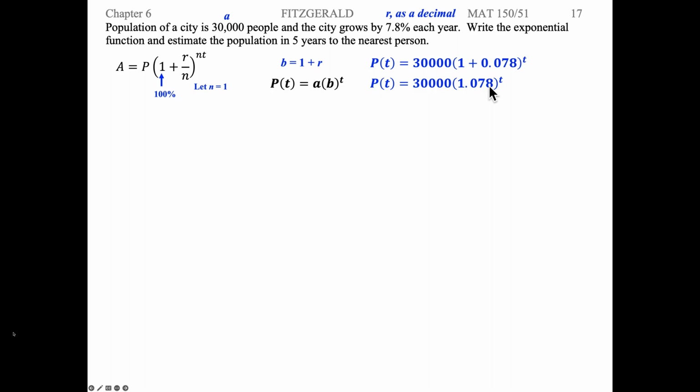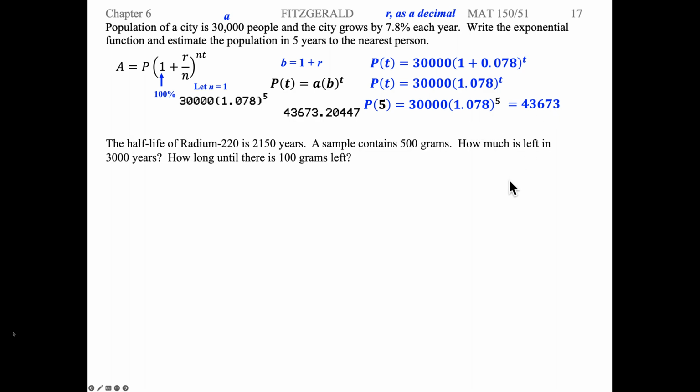And then we can now answer the second part of the question. What's the population in 5 years? We just plug in a 5 for t, go to our calculator. We get 43,673.2. So to the nearest person, 43,673.